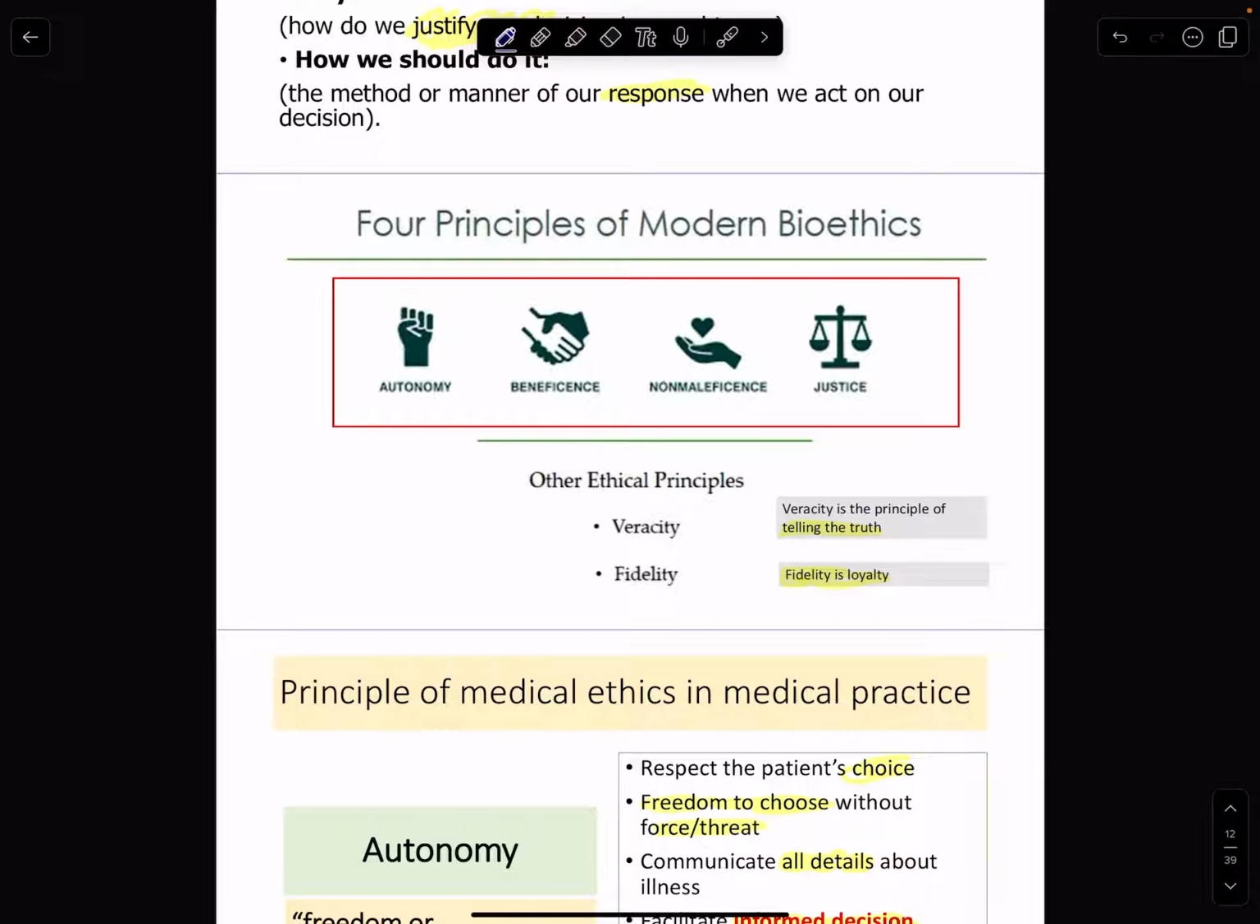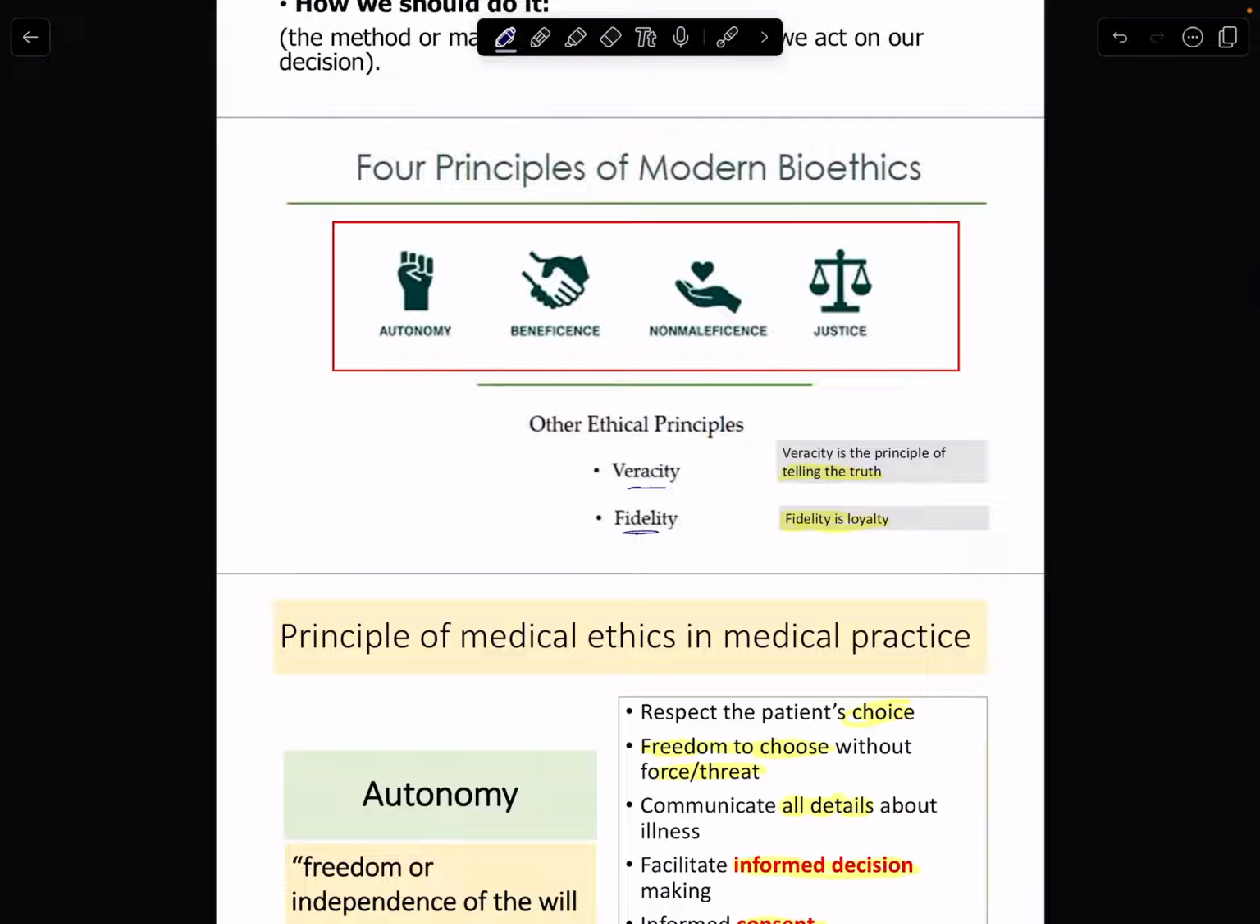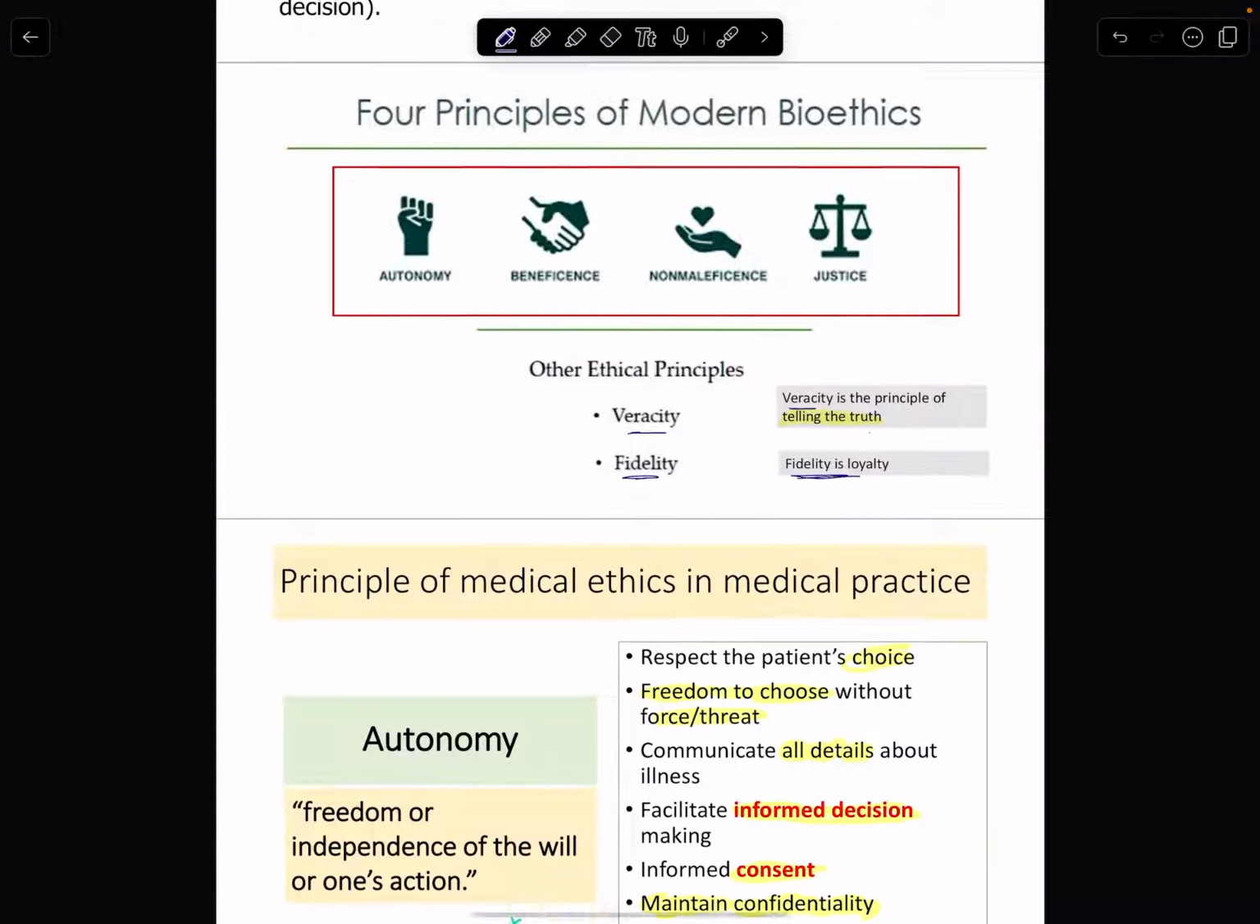We have 4 principles of ethics, and we have an extra 2. Not sure if it's coming with us because I think the doctor said it's extra, but it's good to know either way. Veracity is telling the truth, fidelity is loyalty. That's why when someone is disloyal to their partner, we say infidelity, right?